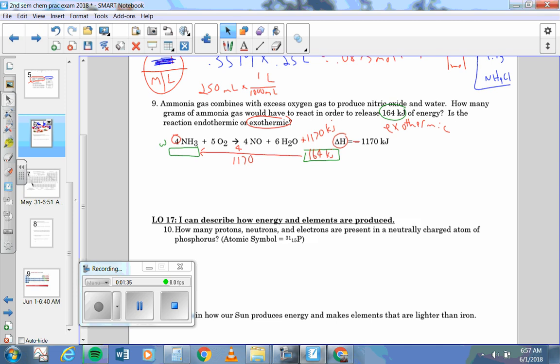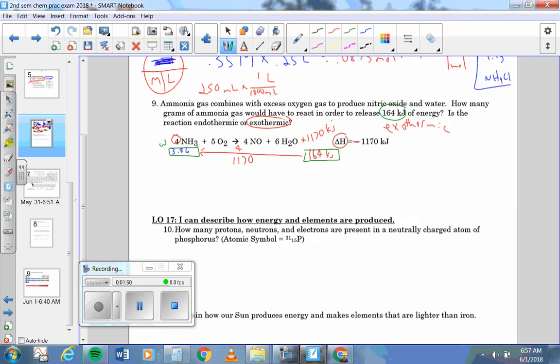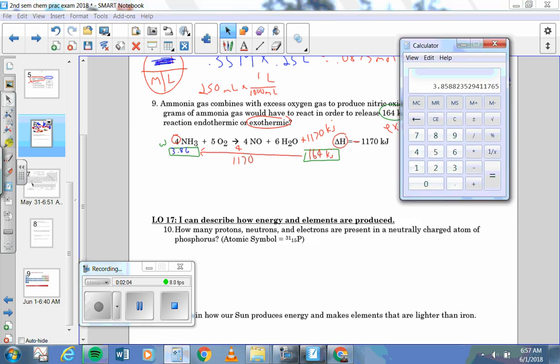So if I take 164 times 4 divided by 170, like we do for stoichiometry, I'm going to get 3.86 moles. 3.86. That doesn't seem to make sense. So let me just double check. 4 moles. I'm going to put that in the calculator again. Seems like that's not even close to 1170, but I'm getting close to 4.